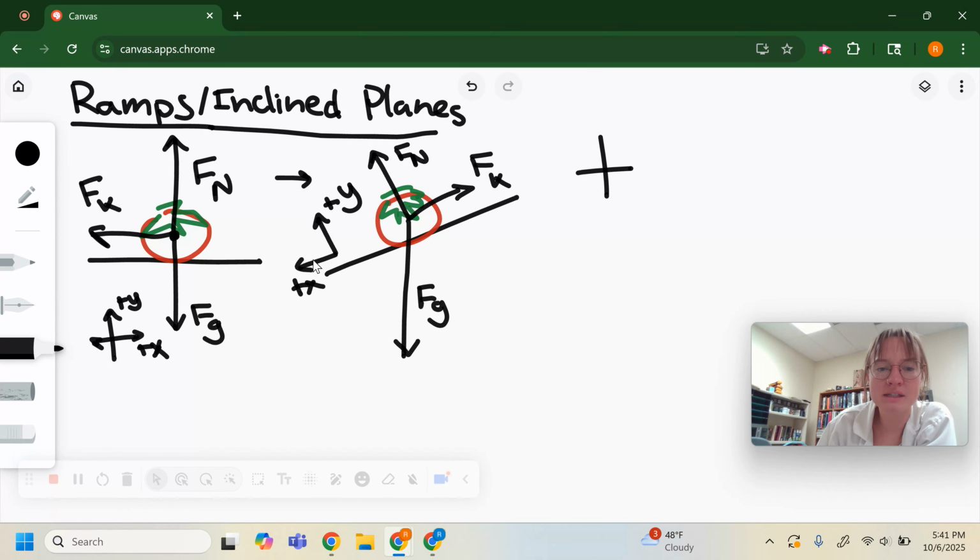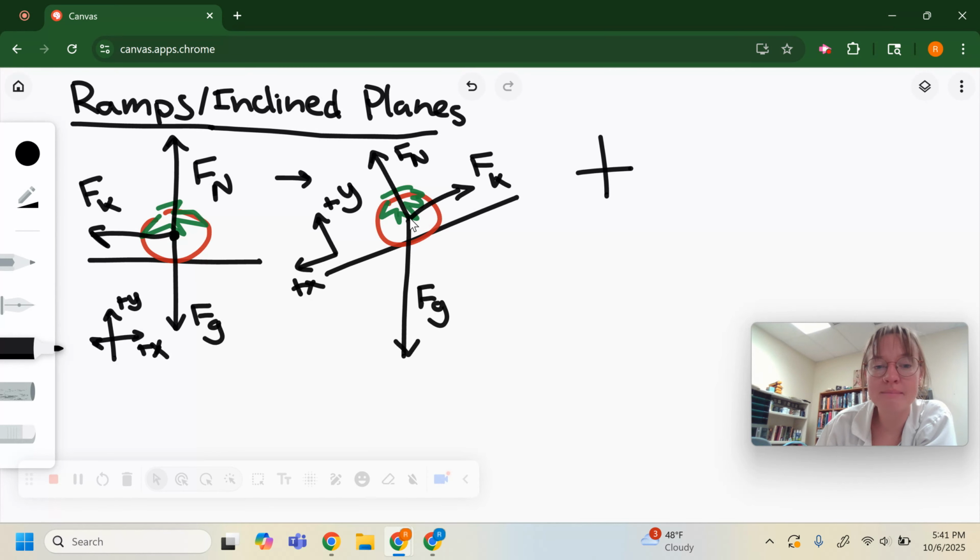Do you see how when I label my axis this way, the normal force is all in the y direction? None of the normal force is in the x direction. Do you see how Fk is all in the negative x direction? There is no part of Fk that's in the y direction. The only force that's in the x and the y direction is Fg.